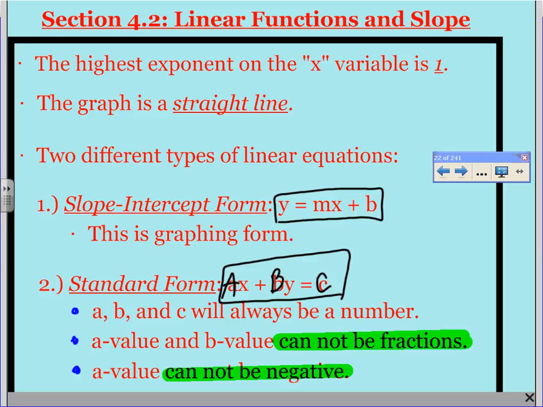Okay, so a quick summary. Slope-intercept form is y equals mx plus b. That is the graphing form for linear functions. Standard form, which is ax plus by equals c, is another form for linear equations.